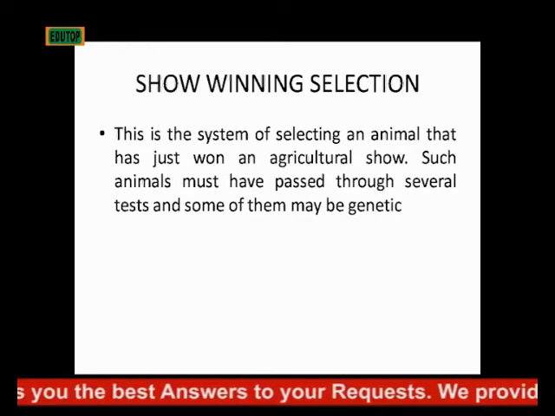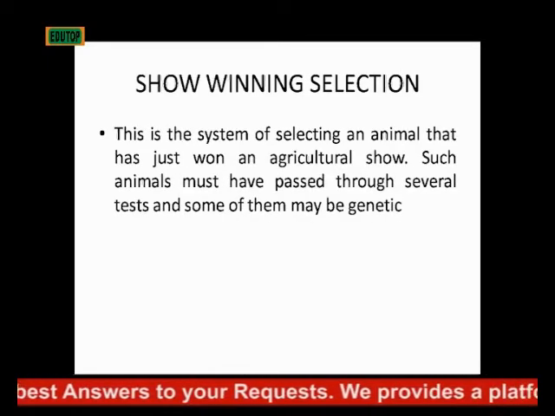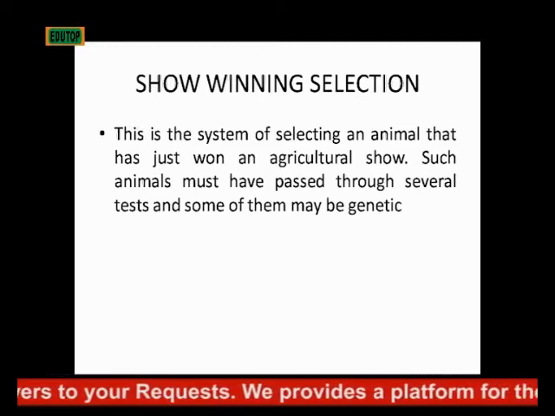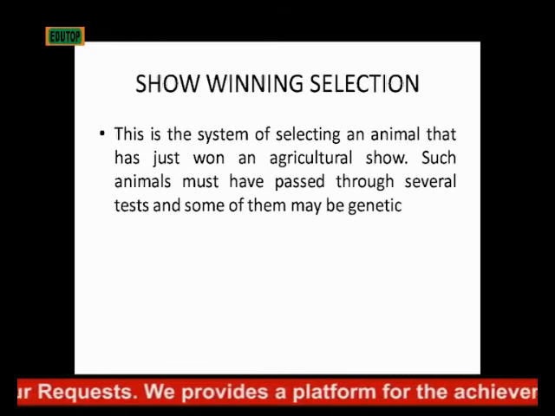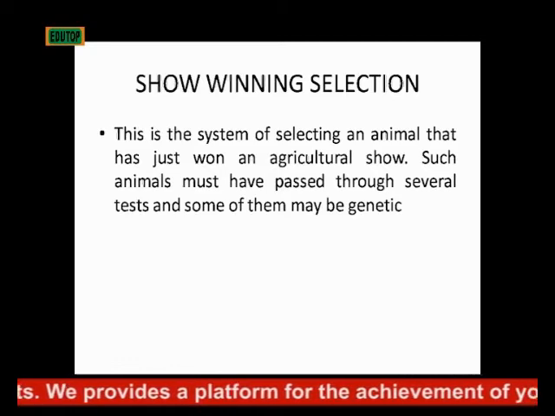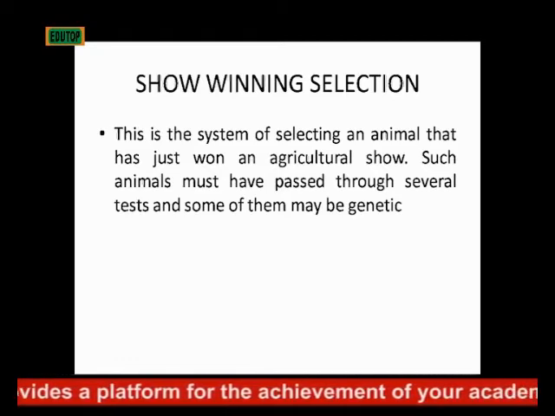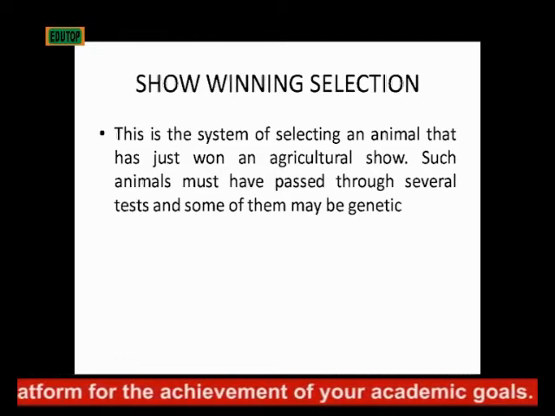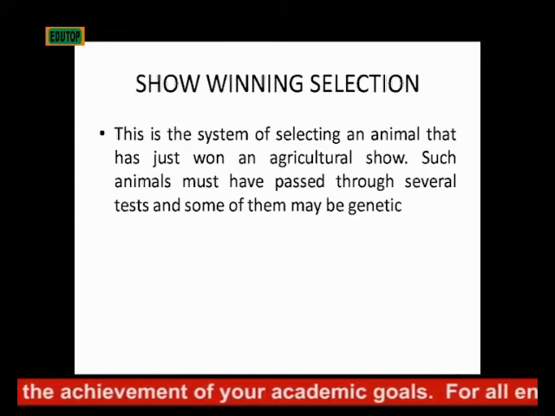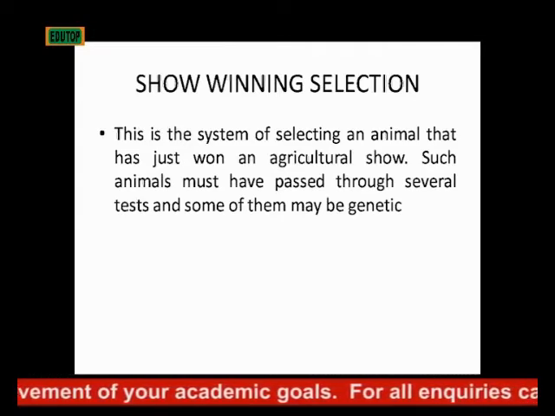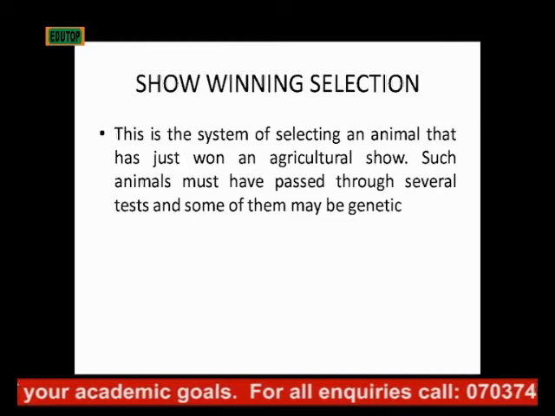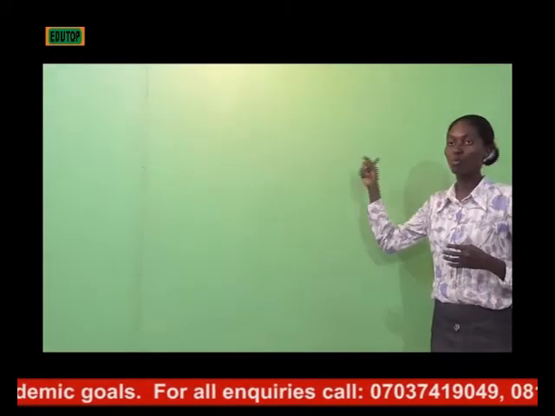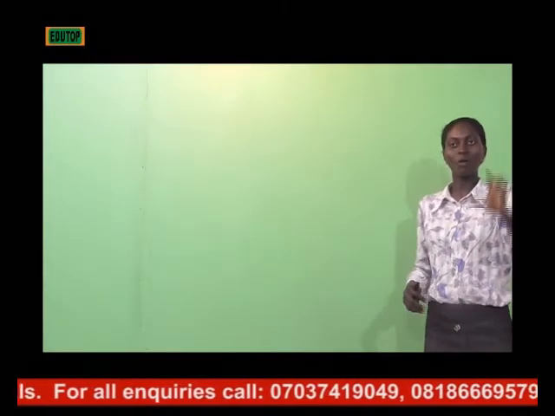Then show winning selection. This is the system of selecting an animal that has just won an agricultural show. You know, there are several games that they take animals through. So maybe they put a particular task ahead of animals. Okay, they have to cover this distance, or they have to do this particular work. So the animals that pass this test, they are chosen. That is show winning.